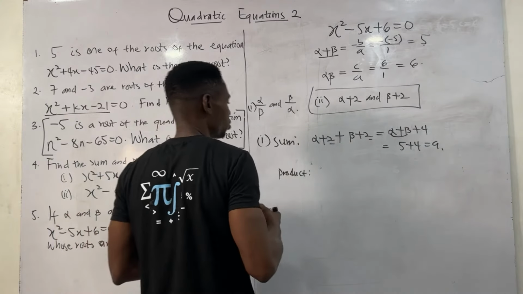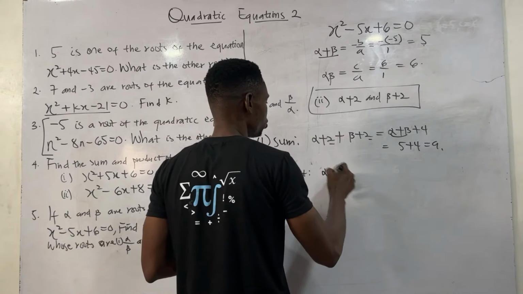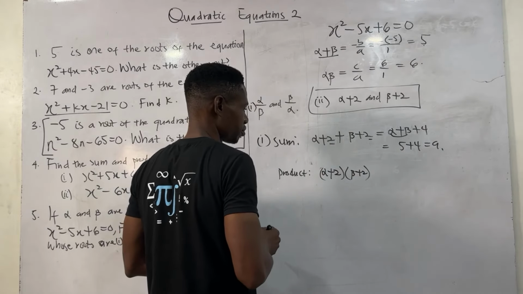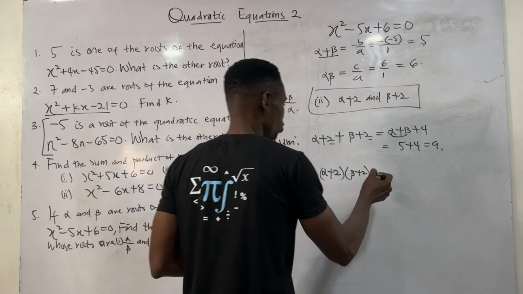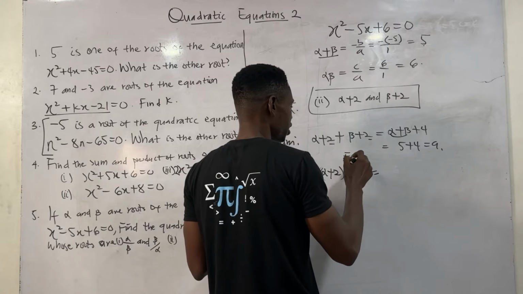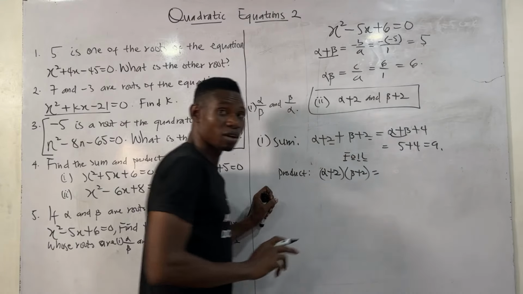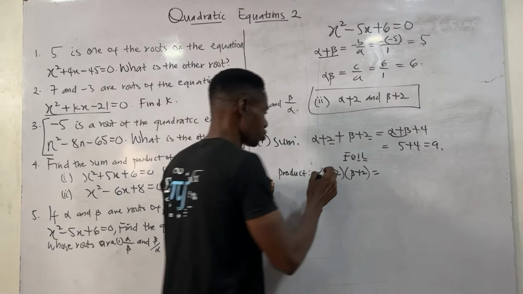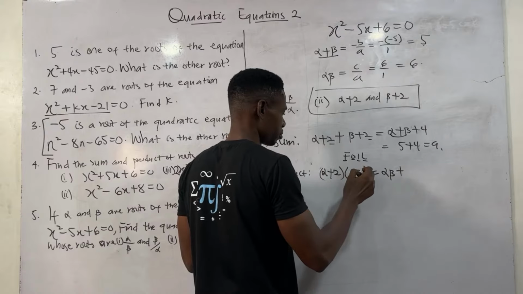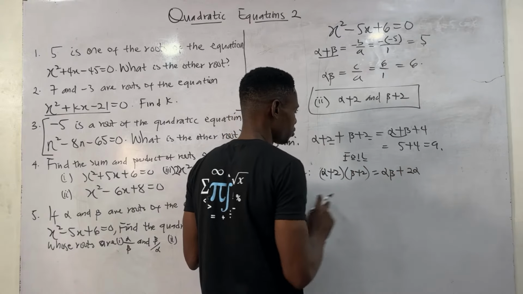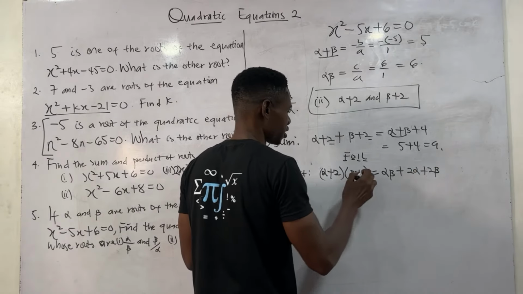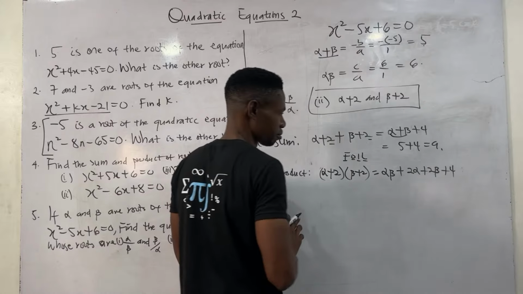Alpha beta, which is alpha plus 2 times beta plus 2. So if we multiply these two, we'll have, remember, FOIL: first, outer, inner, last. Okay, so first will give us alpha beta plus 2 alpha plus 2 beta plus 4.